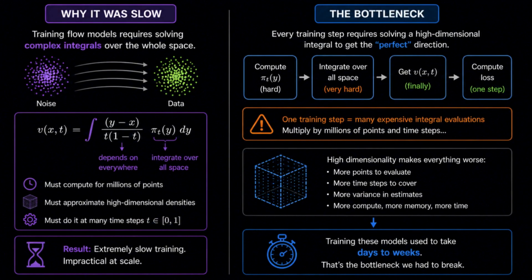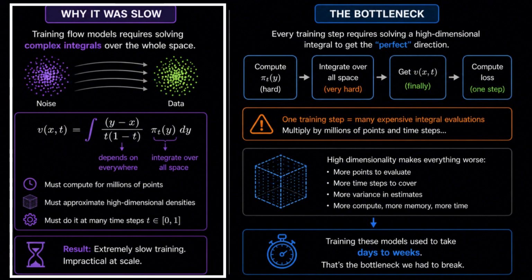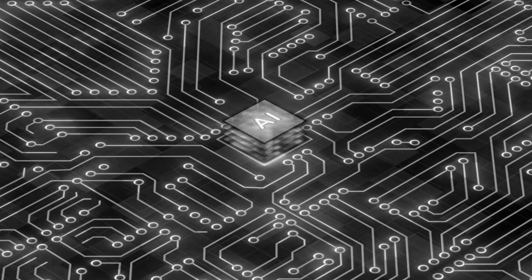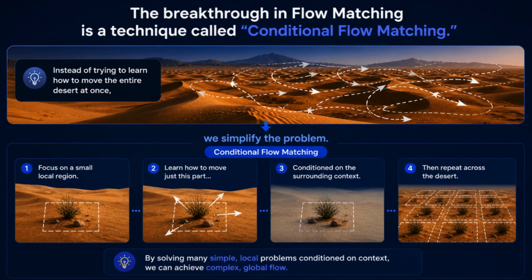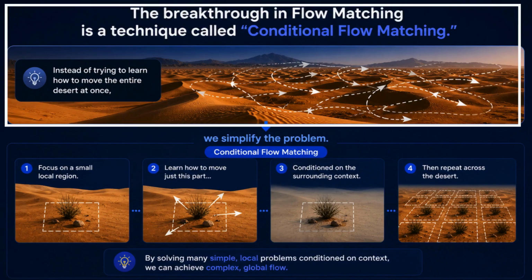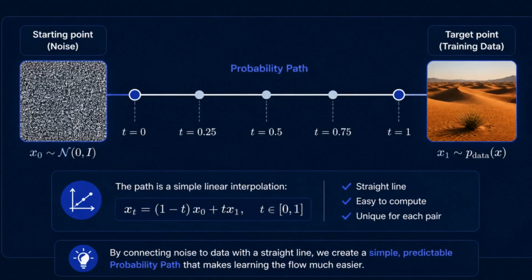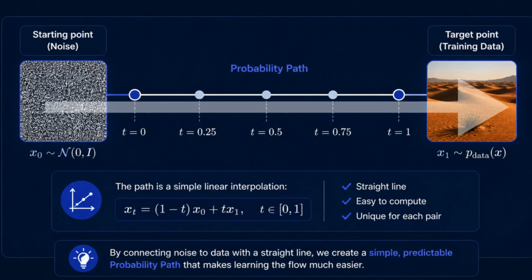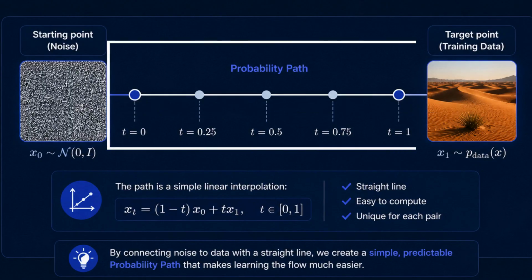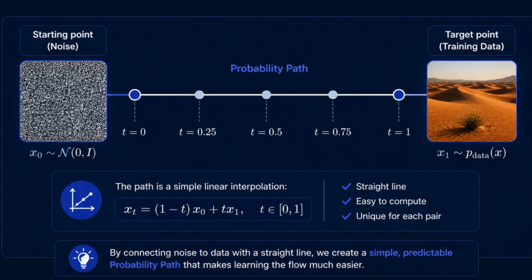But here's the problem. Training these models used to be incredibly slow. You had to solve complex integrals just to learn a single step. The breakthrough in flow matching is a technique called conditional flow matching. Instead of trying to learn how to move the entire desert at once, we simplify the problem. We pick one starting point of noise and one target point from our training data. We draw a straight line between them. This creates a probability path that is incredibly easy to calculate.